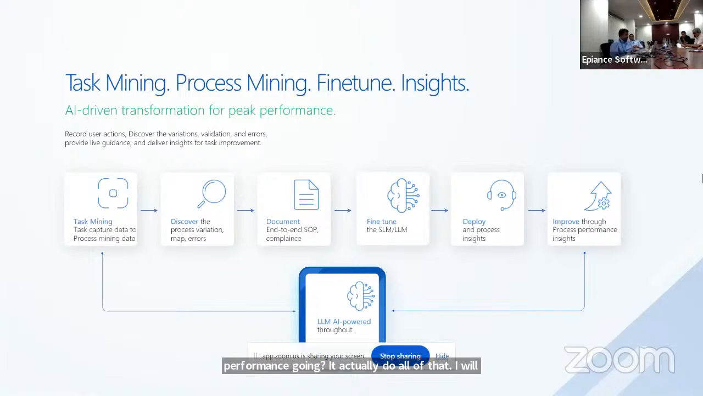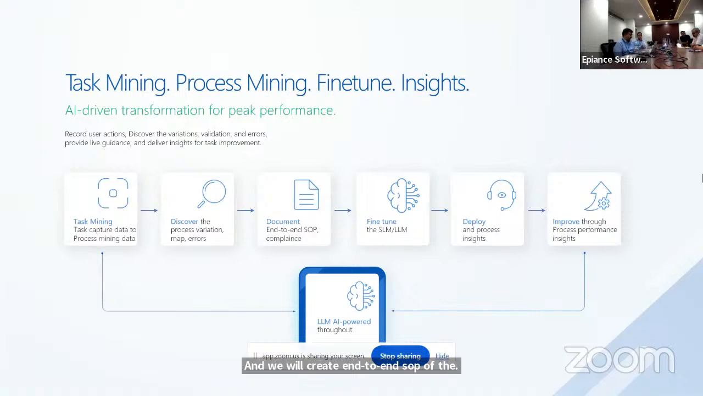So the entire application flow. Typically in the process mining space, they take the application log and work from that. In our case, from the data captured from the various users, we do task mining. From the task mining data, we elevate to the next level of process mining with the association of process. Once we do that, we identify the process variations, deviations, and the process map, and whether there are any compliance errors or deviations. All of that we discover during this phase, and we create an end-to-end SOP of the process.